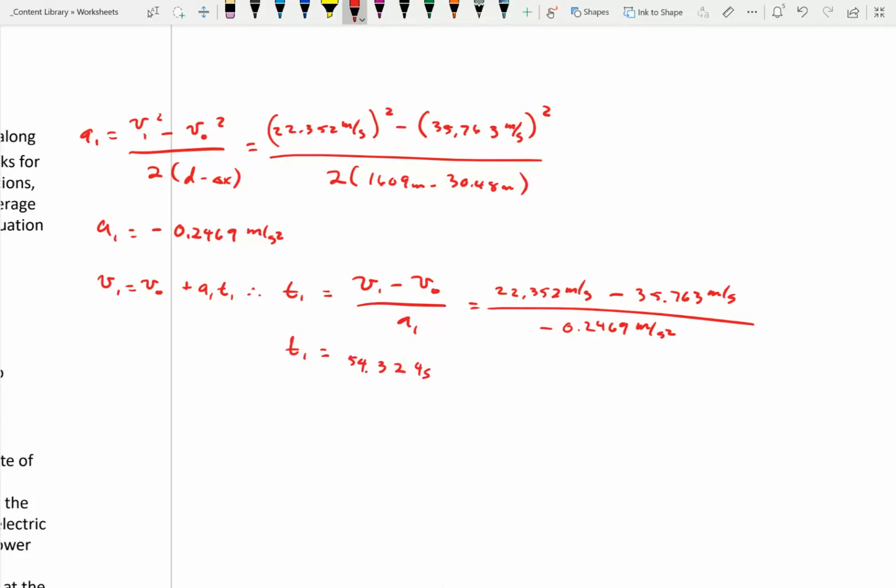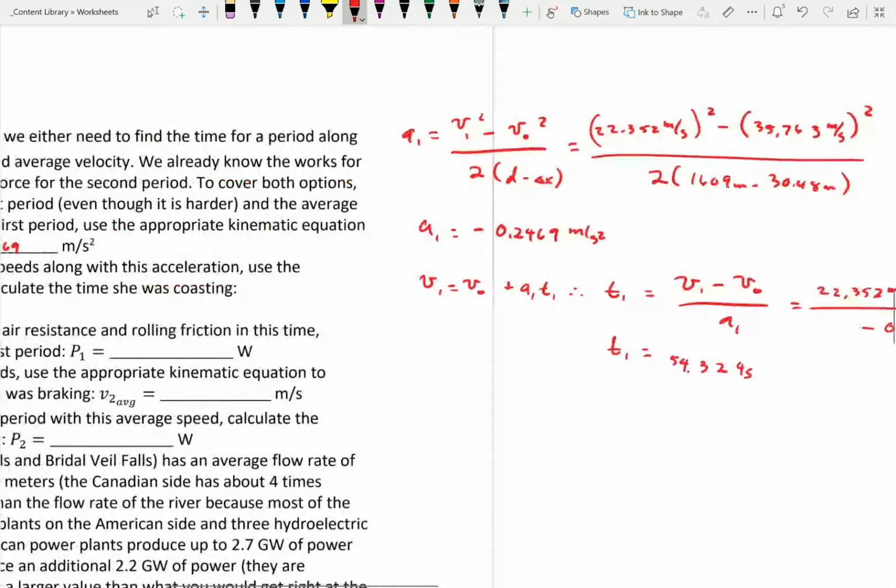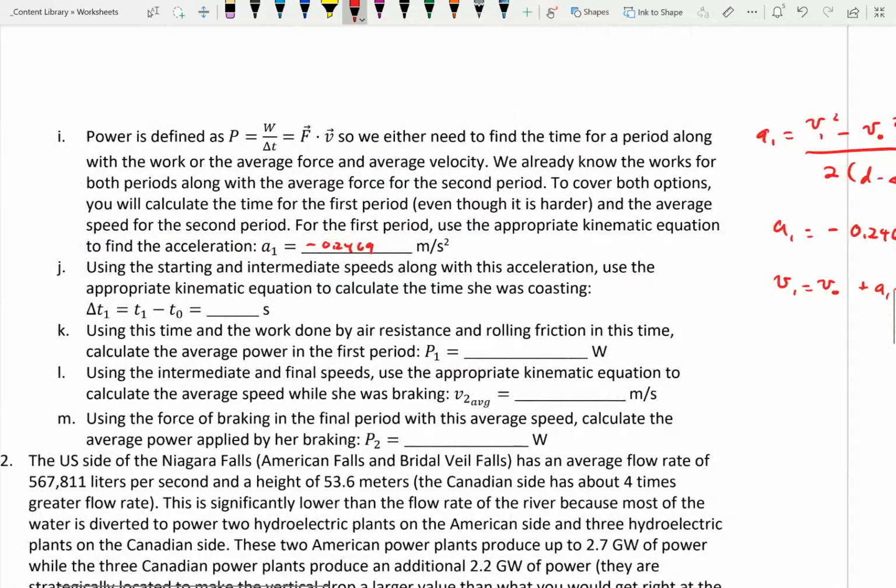54.324 seconds, which totally makes sense because you take just under a minute because your average speed is just a little above 60 miles an hour. So that is 54.3 seconds.